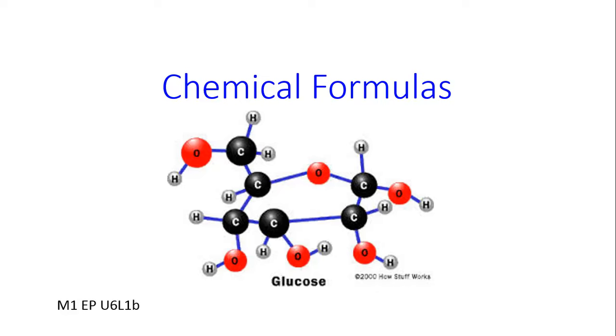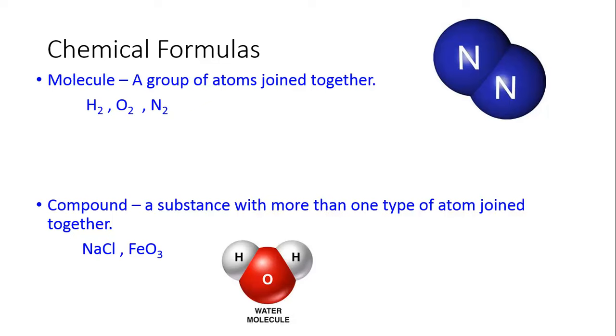Okay, let's move on to chemical formulas. This picture is a compound, and it's glucose, C6H12O6. If you count the carbon atoms, there are 6. When you count the oxygen atoms, there are 6. When you count the hydrogen atoms, there are 12. C6H12O6. So, chemical formulas. A molecule is a group of atoms joined together.